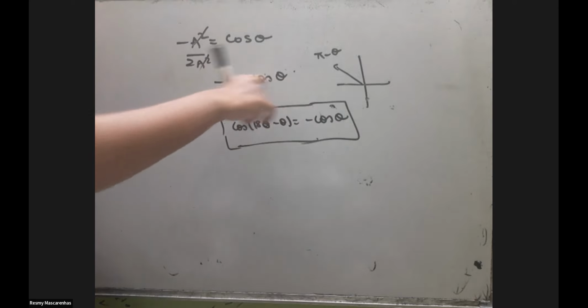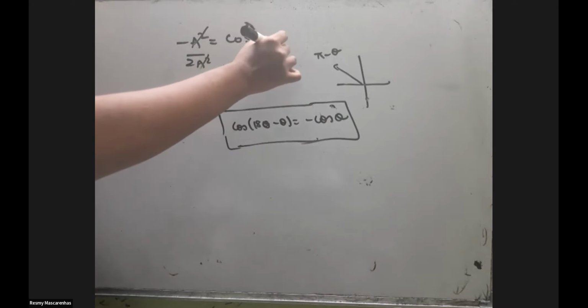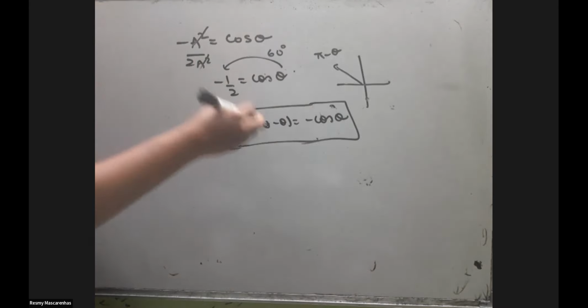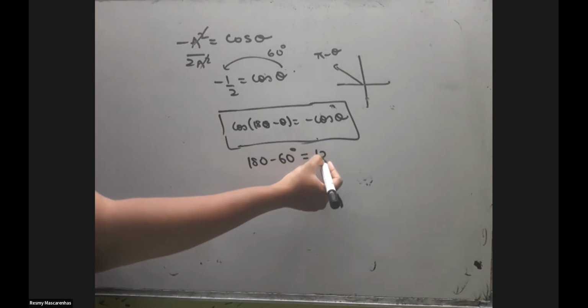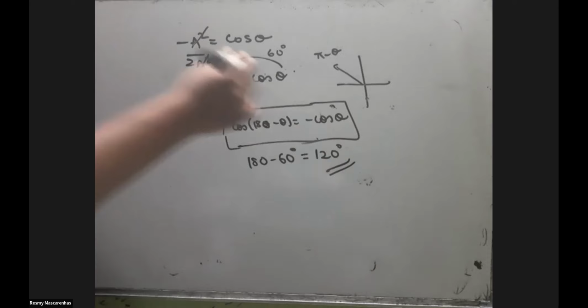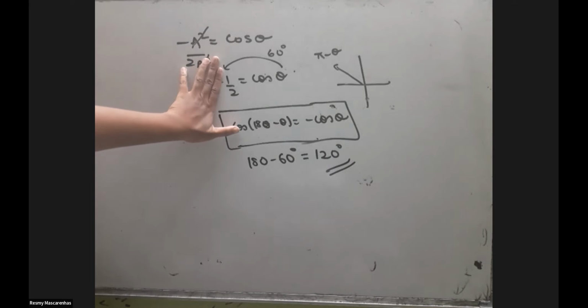So what is your theta? Actually, what value of theta will give you this? That is actually 60 degree, half. But because there is minus, we have to do 180 minus 60. That's why you will get angle as 120. If it was positive, straight away answer would have been 60.